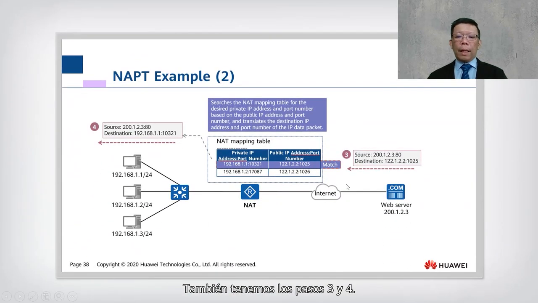And we also have step number 3 and number 4. Basically it's the same. When we are replying, or when we are connecting from the server back into the NAT, you can see that here we have a reply which is mapped back into our internal host. So the keyword here is our NAT mapping table in our router.